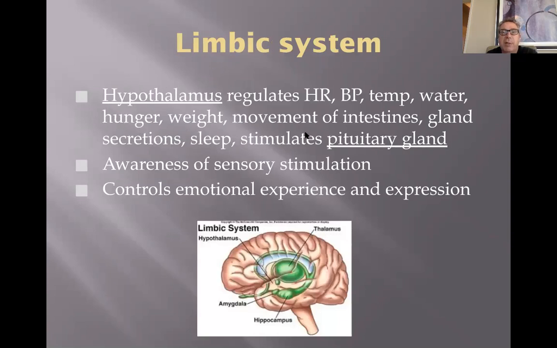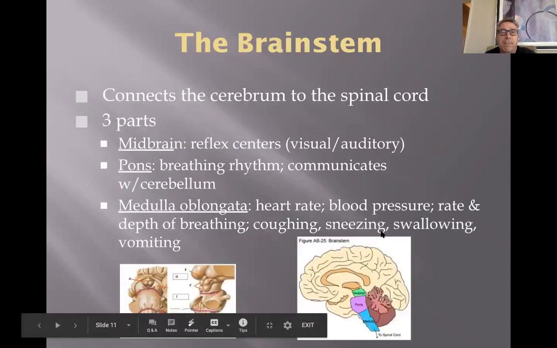All right. The limbic system consists of the hypothalamus, which regulates the heart rate, blood pressure. So homeostasis for the most part, right? So you can see all the things that it regulates. Pretty important part, right? Sleep, gland secretions, and it also stimulates the pituitary gland, and we saw that a little bit before when we talked about homeostasis. And it's also the awareness of the sensory stimulation, and it also controls emotional experience and expression. So that would be the limbic system.